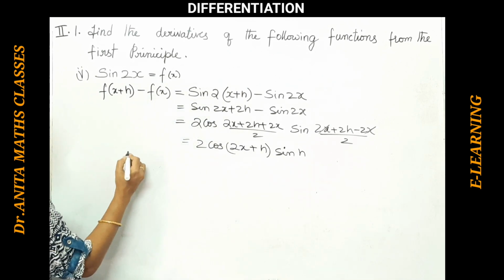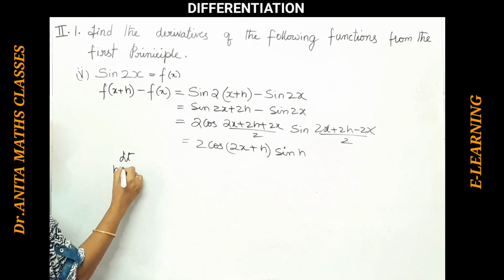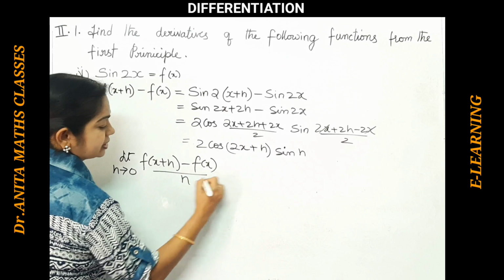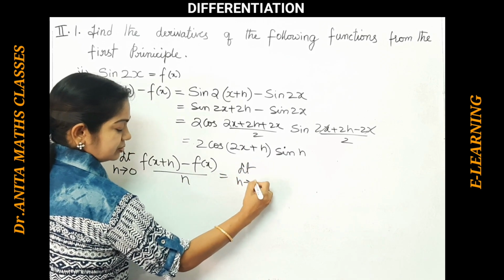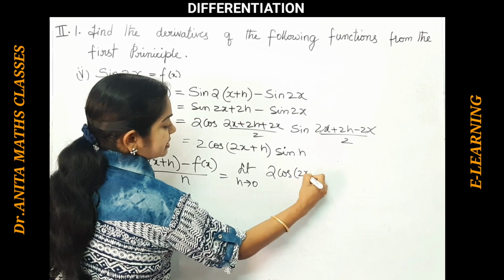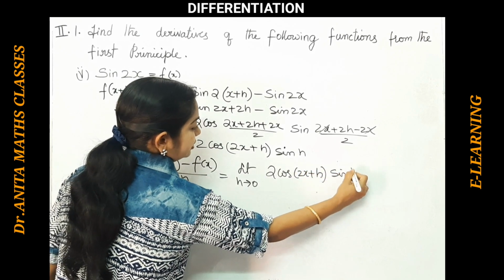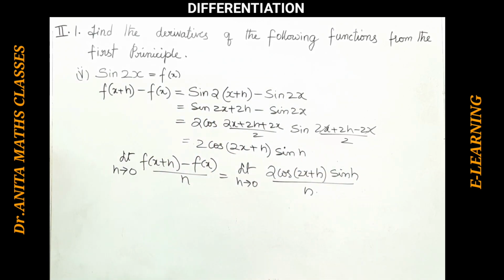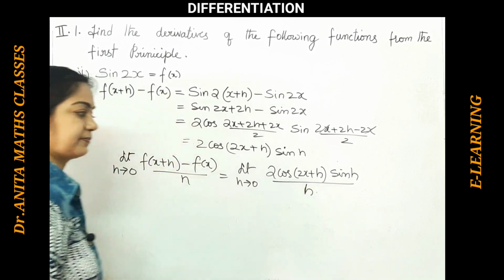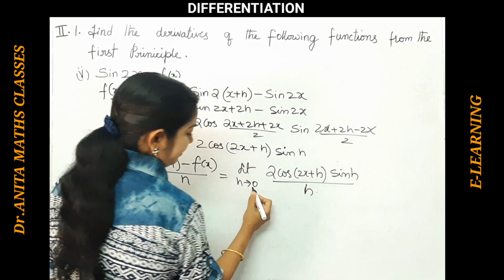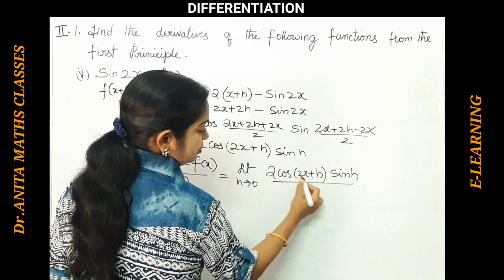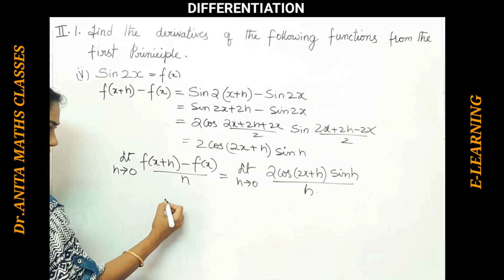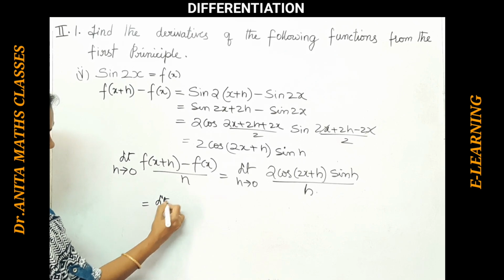But when you are applying the limit, that is the first principle, limit h tends to 0 of f of x plus h minus f of x divided by h is equal to limit h tends to 0 of 2 cos of (2x plus h) sine of h divided by h. This part is only the f of x plus h minus f of x, so divided by h is there. Right. So if you are applying h tends to 0, this becomes 2 cos 2x and sine h by h.